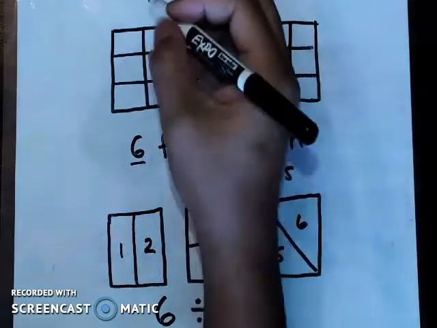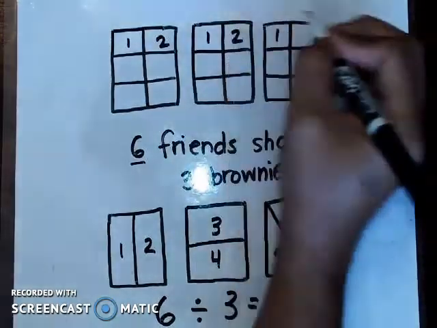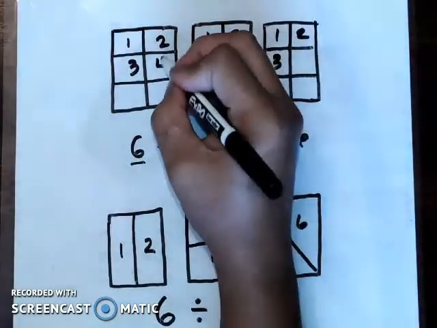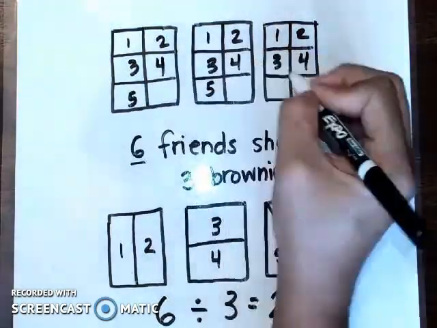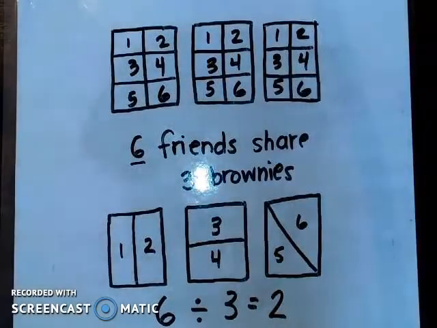Whereas up here, we have friend number 1, friend number 2, friend number 3 gets this piece, friend number 4 gets that piece, friend number 5 gets this piece, and friend number 6 gets this piece. So 2 different ways that we split our brownies.